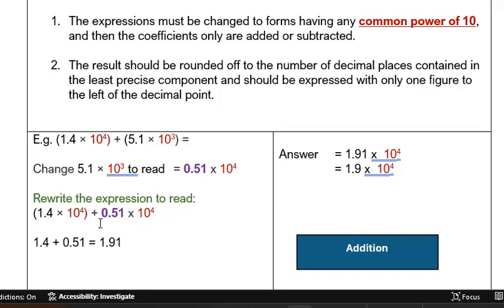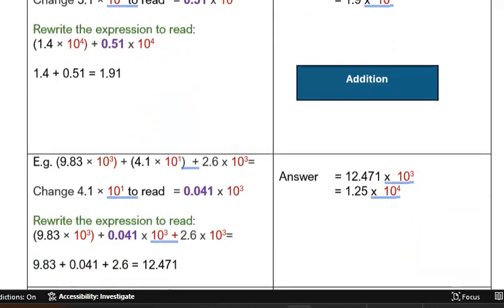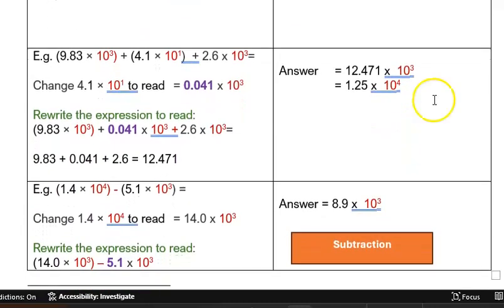Whenever you're adding and subtracting, it must be in a common form. So change 10 to the 3 into 10 to the 4, you simply change the form of the notation. So you have the same form and you can add without much stress. Not much stress. Okay? So go through this for me, please. And so you can have an appreciation.